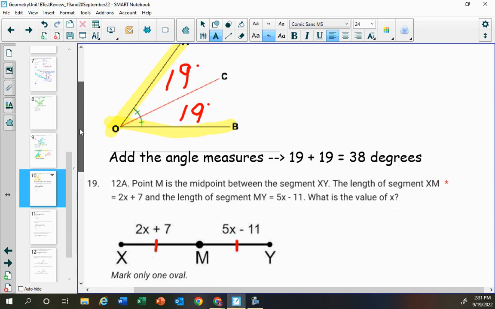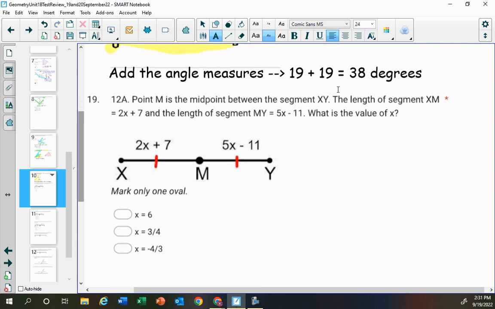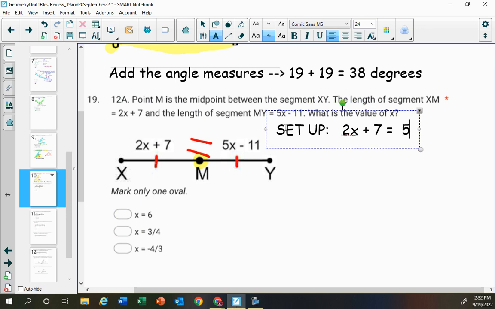All right, let's look at this next problem. Midpoint. I have a midpoint right there. If M is my midpoint, what do we know about the two smaller pieces? They're equal to each other. So here's your setup. Your setup will be 2x plus 7 equals 5x minus 11. That's your setup.